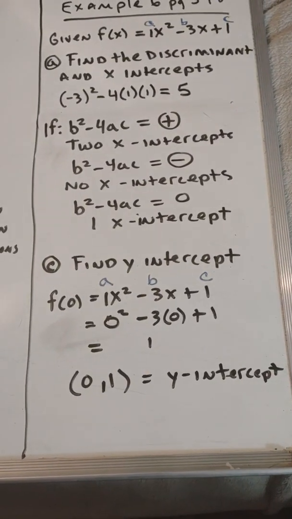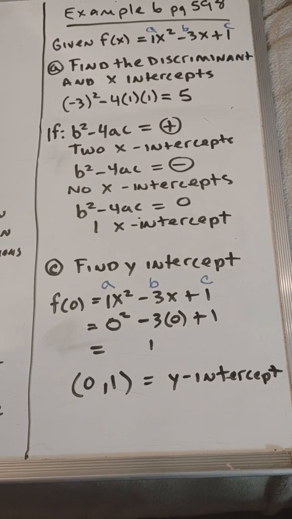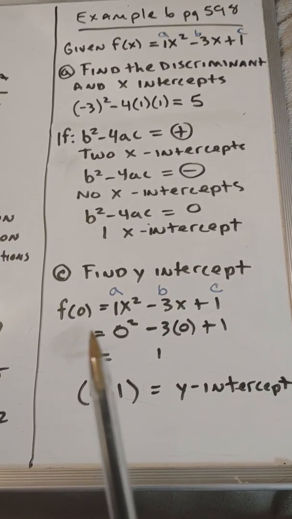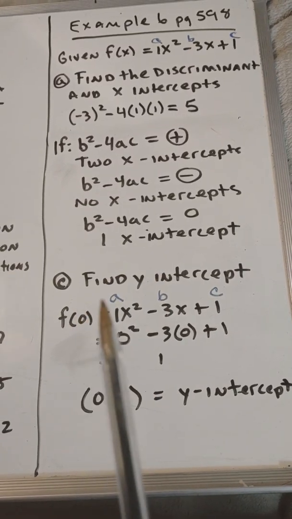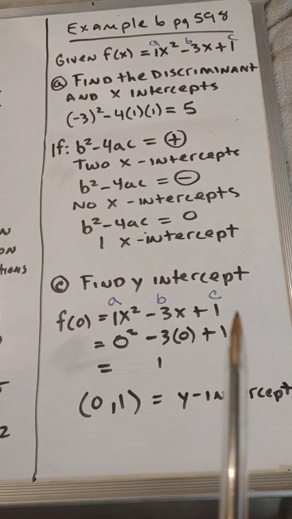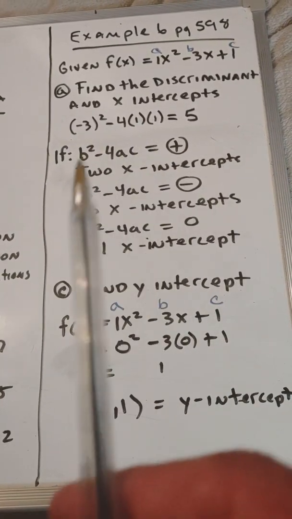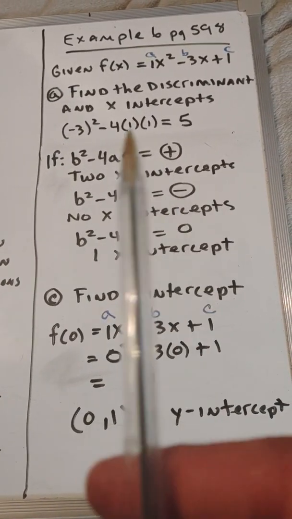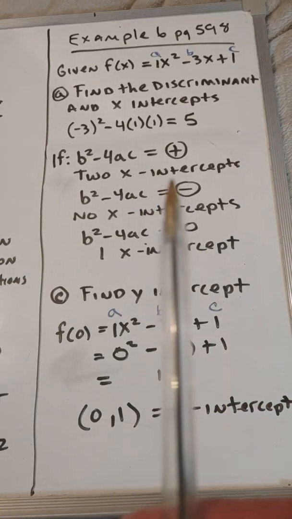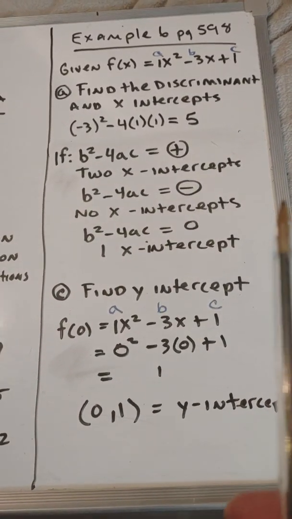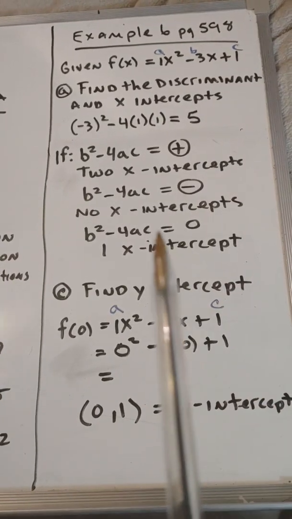Remember, way back in chapter 2, I think it was, if I want to find a y-intercept, I plug 0 in for x. If I want to find an x-intercept, with algebra, I plug 0 in for y. But in this case, when we're working with quadratics, we got this rule here where we can look at the discriminant and determine how many x-intercepts we're going to have. It's not going to tell us the x-intercepts, but it's going to tell us how many we have.